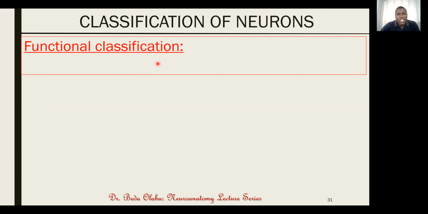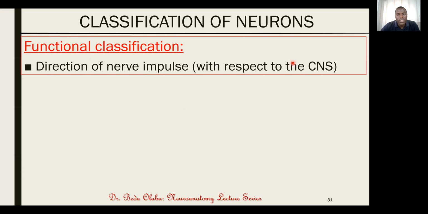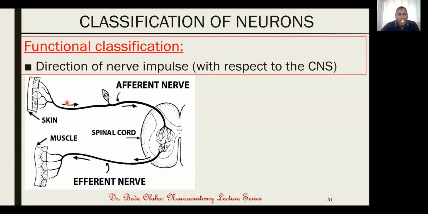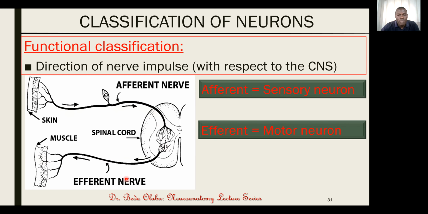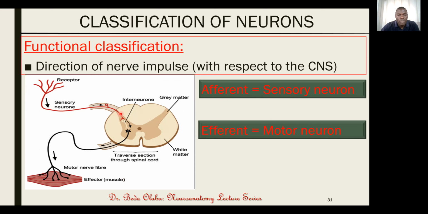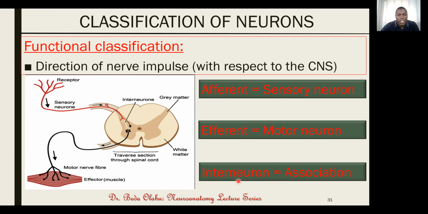The functional classification of neurons is based on the direction of nerve impulses with respect to the central nervous system. If it's carrying impulses from the receptor to the central nervous system, then you call it an afferent neuron. An afferent neuron is a sensory neuron. If it's carrying impulses from the central nervous system to the effector, then you call it an efferent neuron, which is a motor neuron. The third situation is that it could be linking two or more neurons within the central nervous system. Then we call it an interneuron, an association neuron. So that is functional classification.